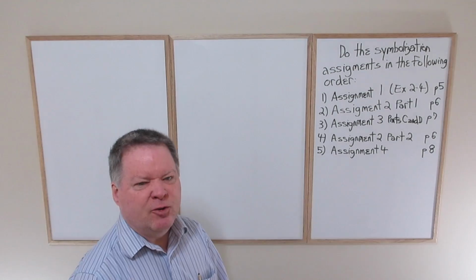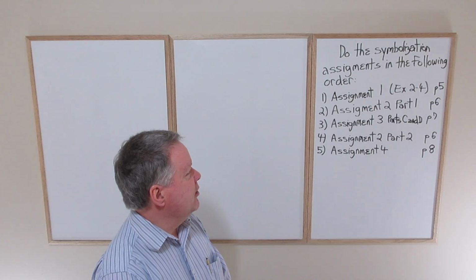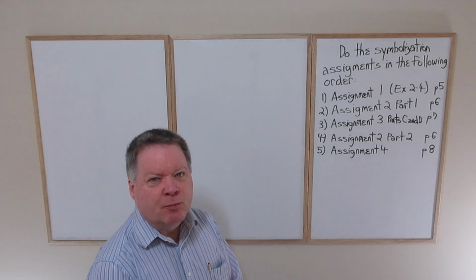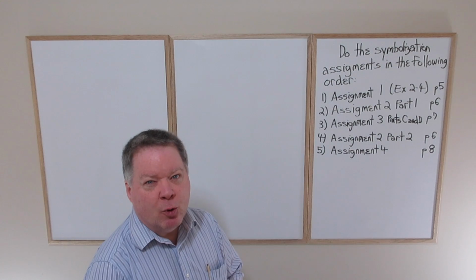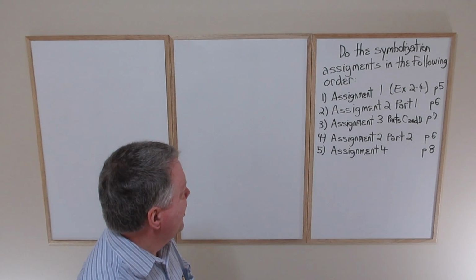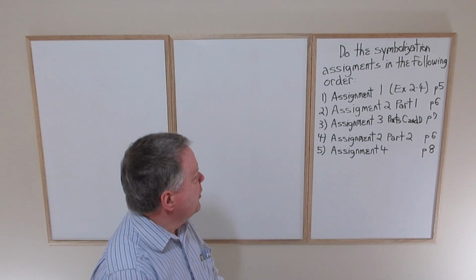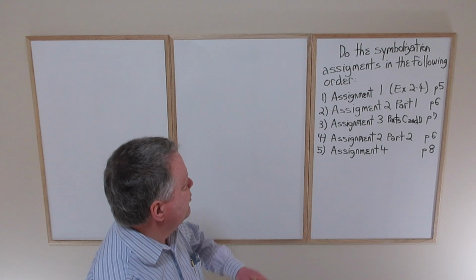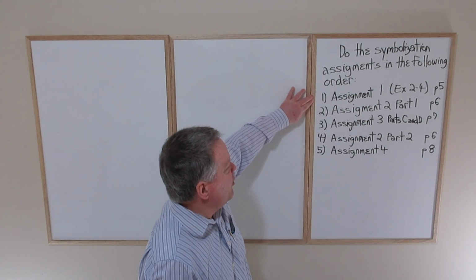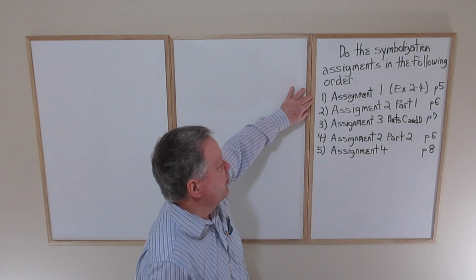I believe I had said earlier that after considering the first part of assignment 2, we would move on to the second, more challenging part. I looked over the exercises and it struck me that this is the best order in which to do all of these exercise questions. So we've got assignment 1, which says exercise 2.4 at the top.